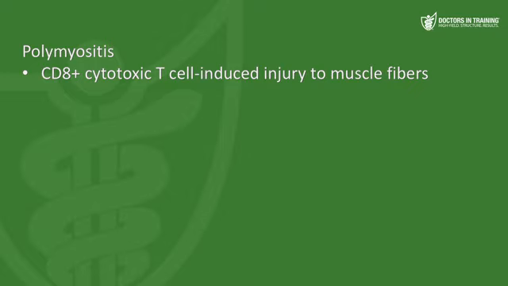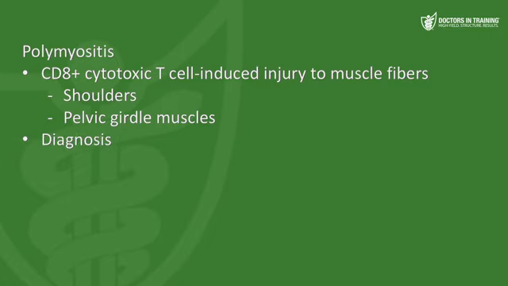With polymyositis, there is a CD8 positive cytotoxic T cell induced injury to the muscle fibers, often involving the shoulders and the pelvic girdle muscles, again, proximal muscles. To make the diagnosis, you might use a muscle biopsy to look for evidence of inflammation. Labs will show elevated CK because of muscle inflammation and muscle breakdown.